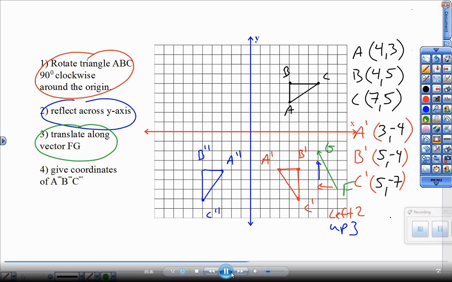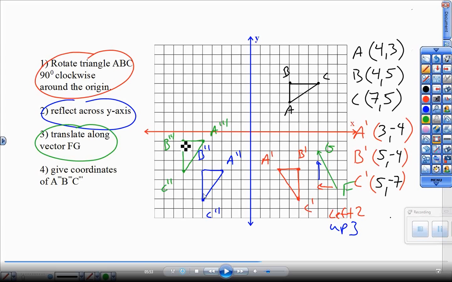And looks like I might have made a little mistake here and went left 2 up 3 when I really should have went left 2 up 4. So make sure you fix that on your paper, because the real points for B triple prime are going to be left 2 up 4. A prime is going to be left 2 up 4, and C prime is going to be left 2 up 4. So this triangle is off by 1 box.